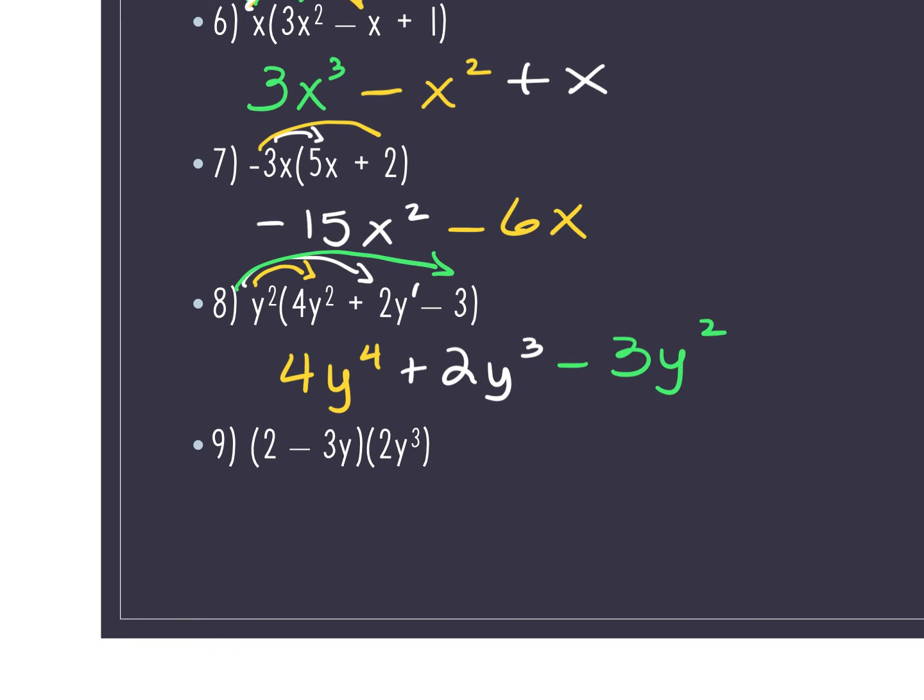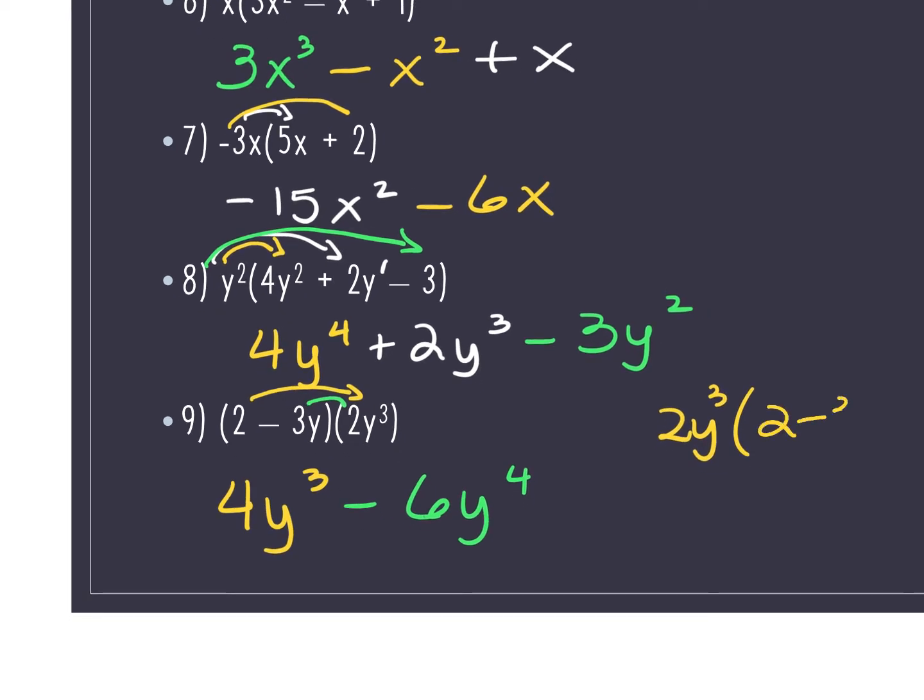Now, even if your monomial or your term is written in the back, you're still distributing. So you can either think of it as distributing 2 to the 2y to the 3rd, which gives you 4y to the 3rd, and then distribute the negative 3y to the 2y to the 3rd, negative 6y to the 4th. If you would prefer to put the 2y to the 3rd in the front and then distribute it to the binomial, you can. It doesn't matter.